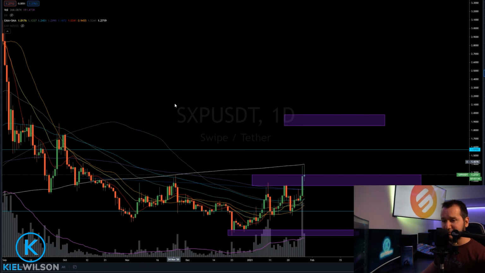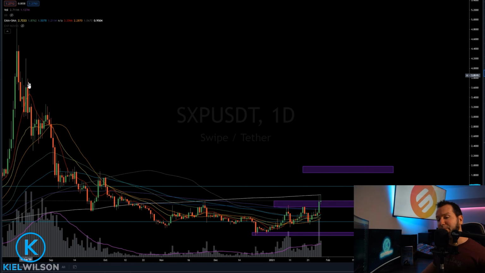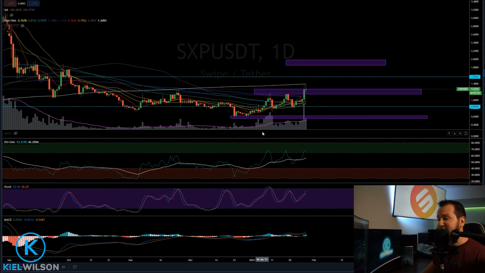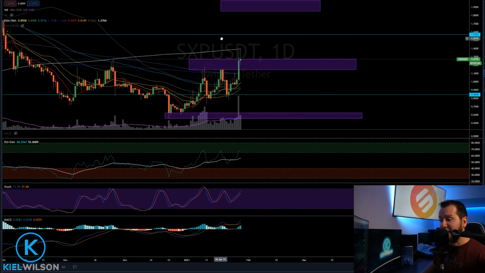However, when I zoom my chart out, I see that Swipe has been on a pretty significant downtrend for quite some time. So the question is, has Swipe finally found itself a macro bottom, and is it ready to put in work to the upside? Well, I am starting to see some signs that that could very well be the case.